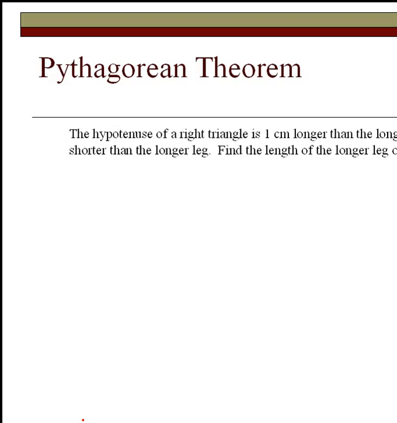Here's one that says the hypotenuse of a right triangle is 1 centimeter longer than the longer leg. The shorter leg is 7 centimeters shorter than the longer leg. Find the length of the longer leg of the triangle. So the first thing to do is to draw a triangle and label the things that you know.